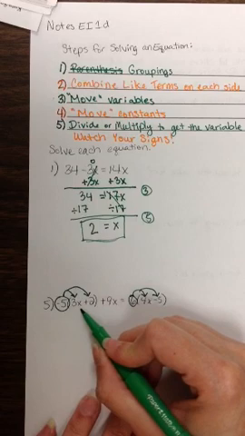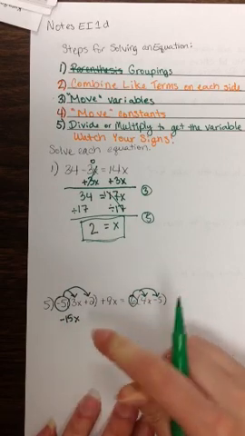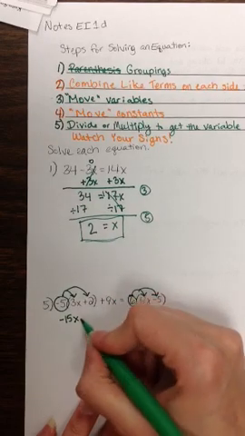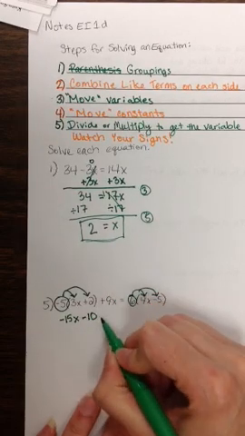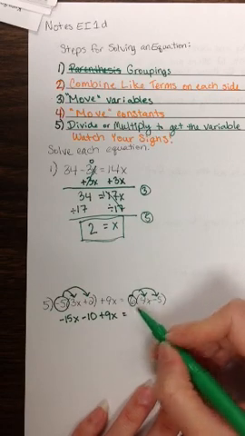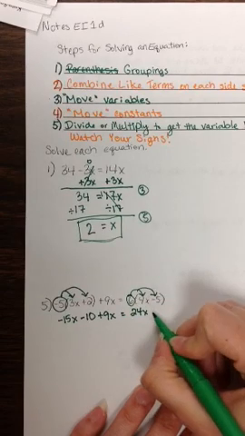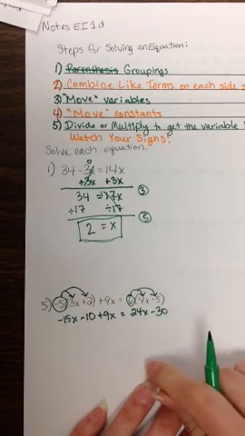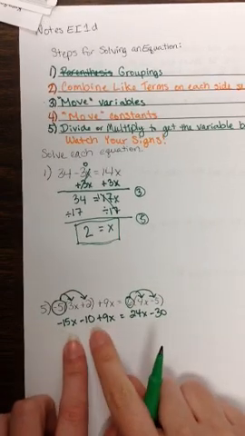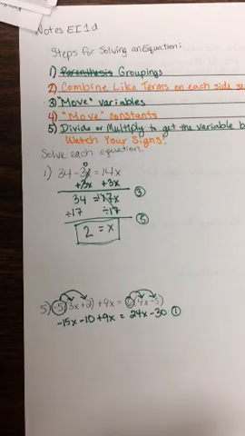So negative 5 times 3x gives me a negative 15x, and a negative 5 times a positive 2 gives me a minus 10. Add 9x. And then 6 times 4 gives me 24x. 6 times negative 5 gives me a negative 30. So now, that was step 1. Now I want to check to see if I have to do step 2. Combine like terms on each side.